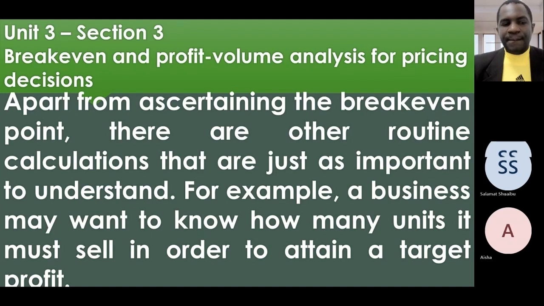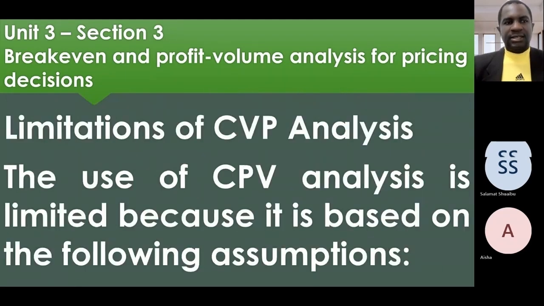So a business will want to know how many units of its product it will sell to attain that particular targeted profit. And this is not practically impossible. It may be possible in some industries and some particular circumstances. So there are limitations, however, of this CVP analysis.